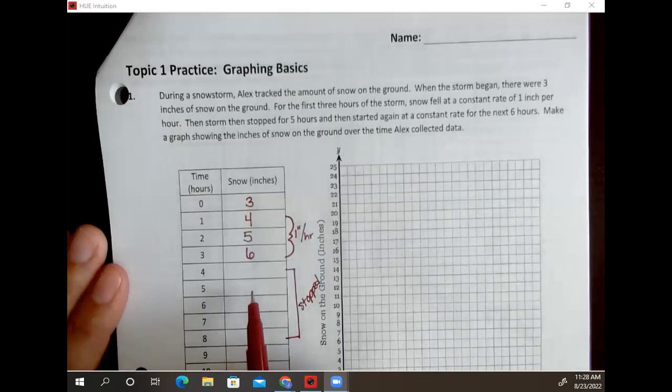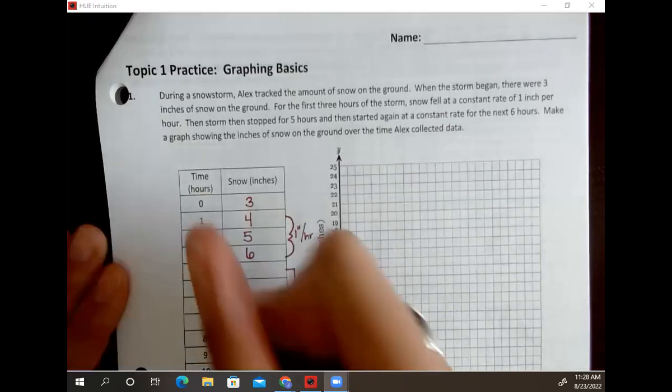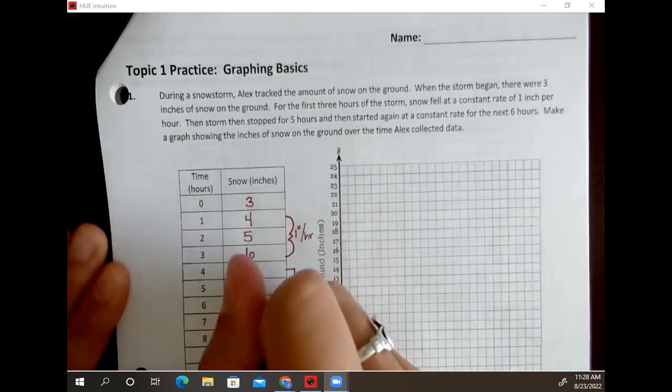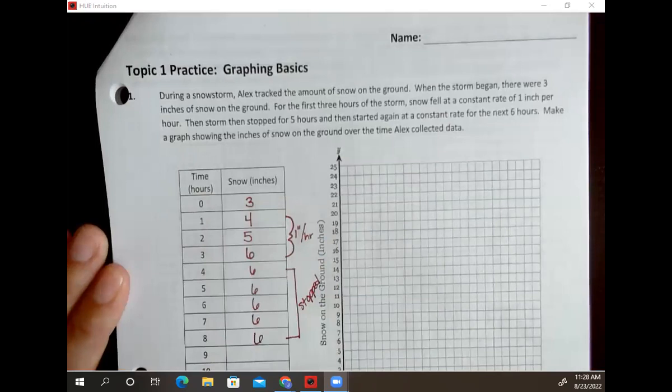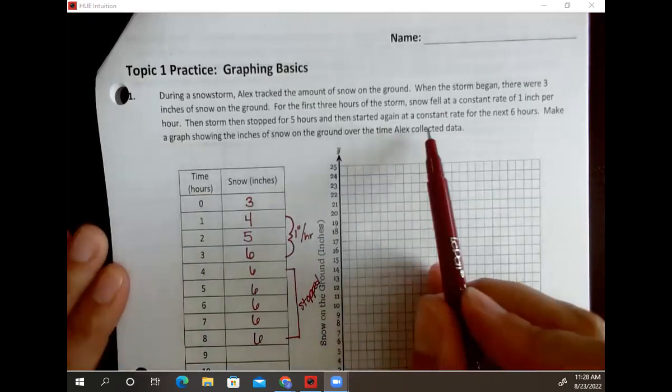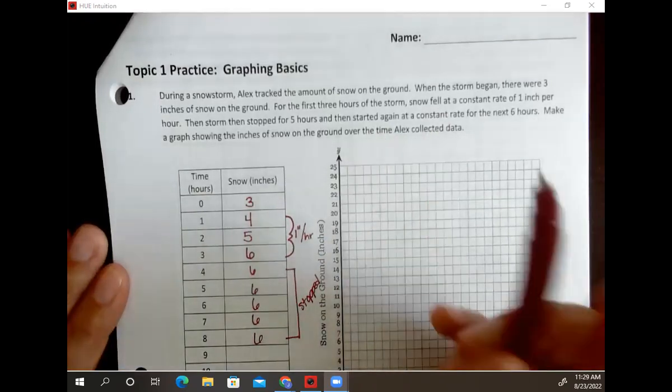So what does that mean for the total amount of snow that we have? It's going to stay the same. Yeah, we're going to keep it 6 inches for a little while. We have no new snow falling right now. Okay. And then start it again at a constant rate for the next 6 hours.